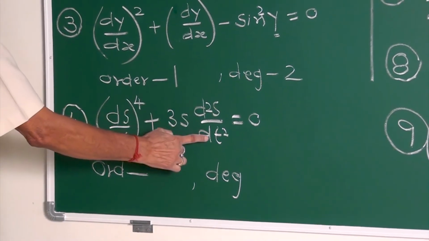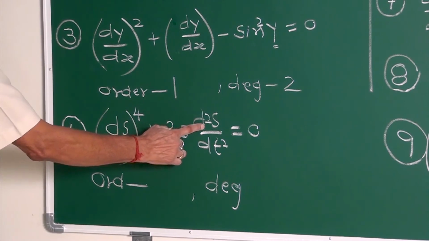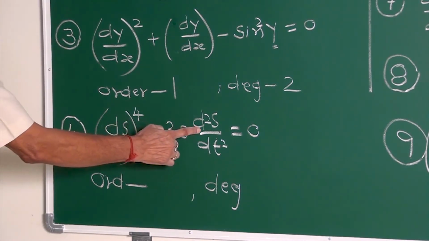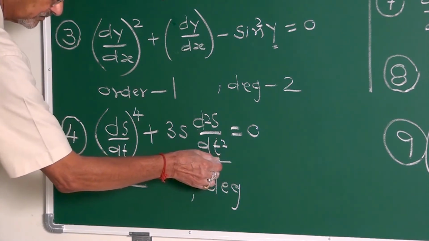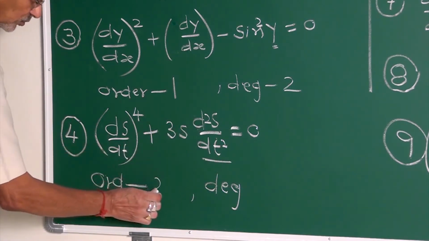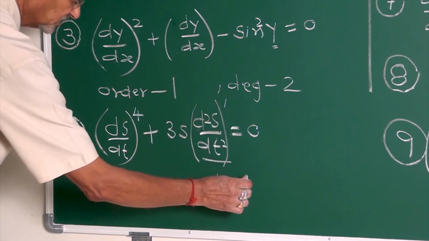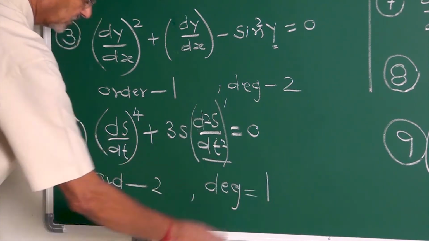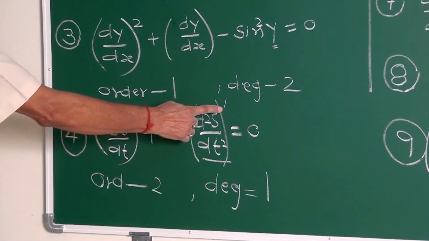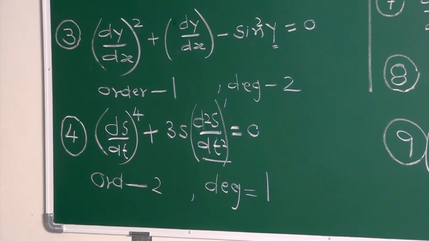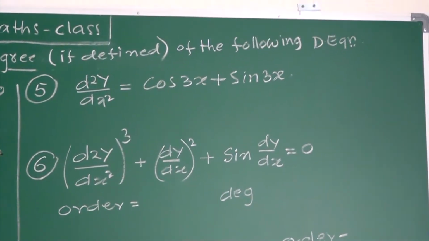Next, (ds/dt)^4 plus 3s into d2s/dt2 equals 0. Here we have second order and first order. Then who is your highest? The second order. Its order is 2. What is its power? Its power is 1. Degree is 1. Order is 2, power is 1, degree is 1. This is the next example, my friend.